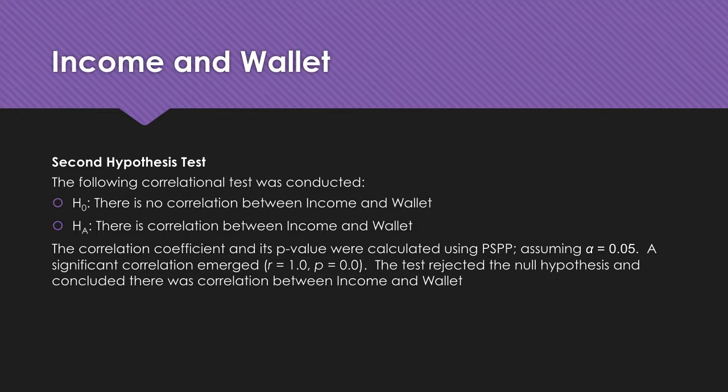The second test was income and wallet. So the null hypothesis is there is no correlation between income and wallet, and the alternative hypothesis is there is correlation between income and wallet. So here again we used our software, generated the R and a P, and the assumption was that alpha was equal to 0.05. So based on these data, we could say that a significant correlation emerged. R here was found to be 1.0 and P 0. So the test rejected the null hypothesis and concluded there was correlation between income and wallet.